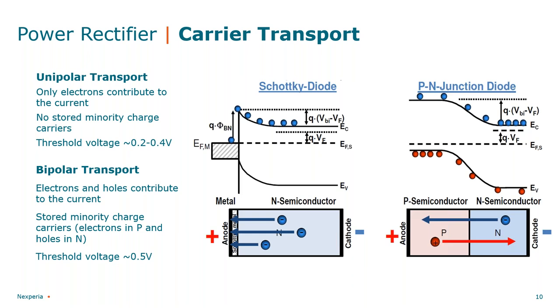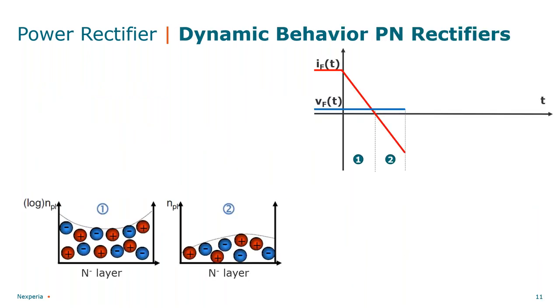Now, if we want to reverse bias the system, so to say trigger a switching event, we need to take care of how we can handle these minority charge carriers, especially for the bipolar transport. To understand this more, let's focus more on this behavior. What you can now see in this slide, on the top right, is a time evolution of the forward current and the forward voltage plotted.